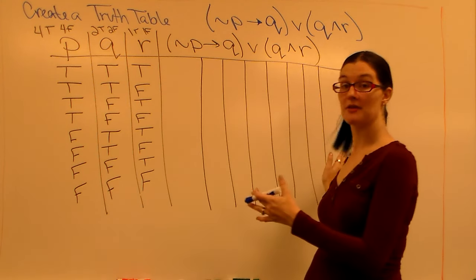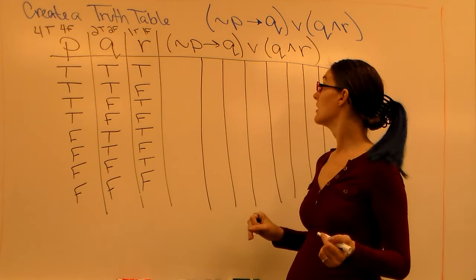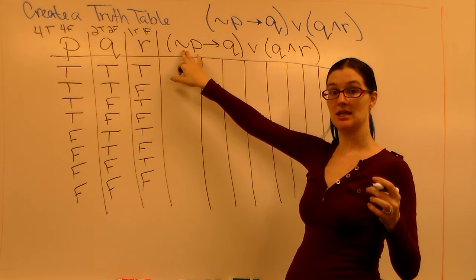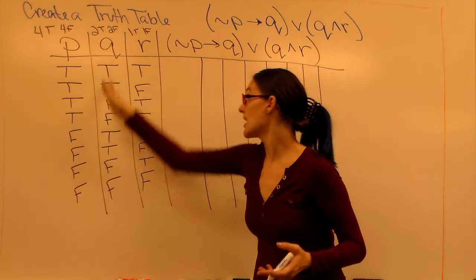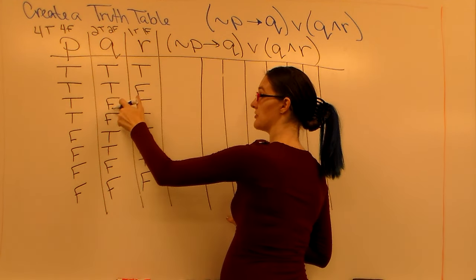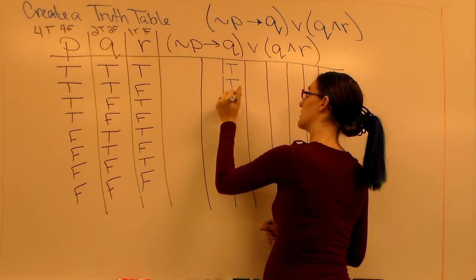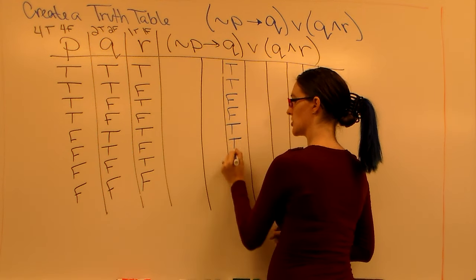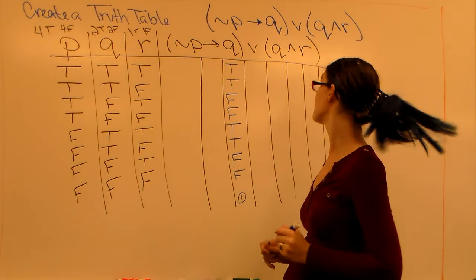The first columns I'm going to fill in my statement are ones that I can just copy over. So not P, I've got to do a negation to that. I'm not going to do that one yet. I'm going to work easy to hard. Q, I don't have to do anything to Q. I can just take this entire column and rewrite it here. So Q is true, true, false, false. True, true, false, false. Try and keep my rows even. True, true, false, false.